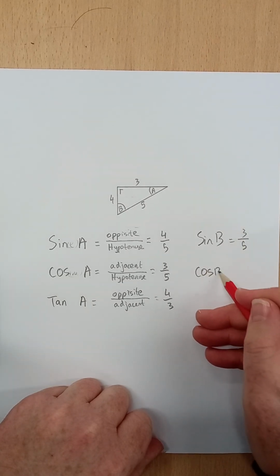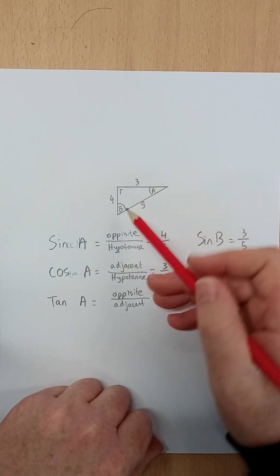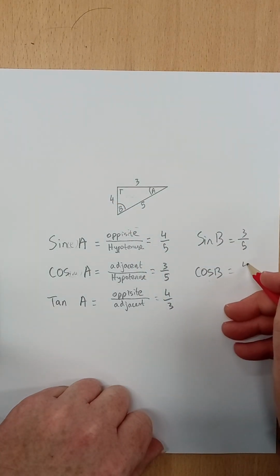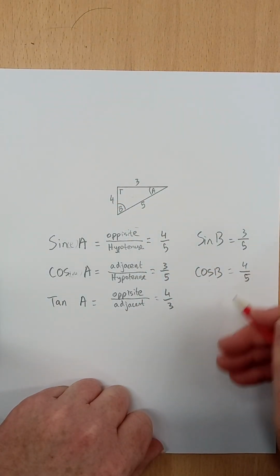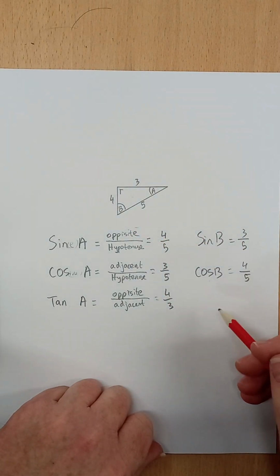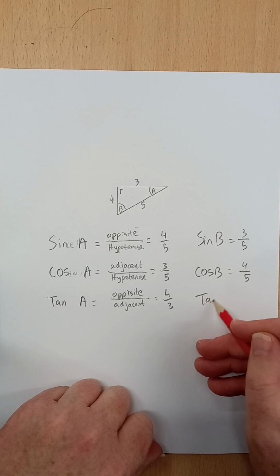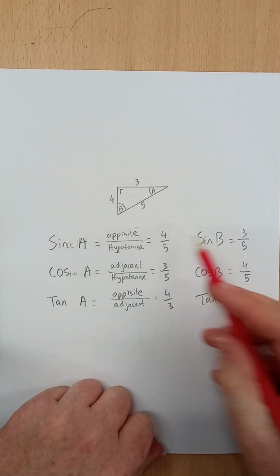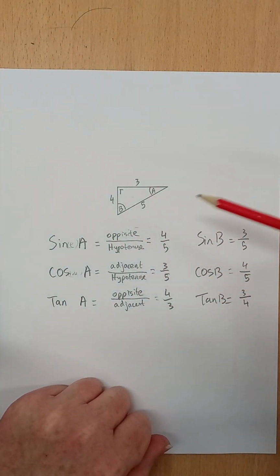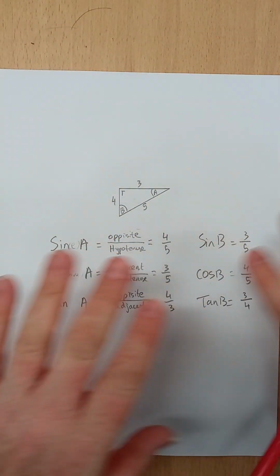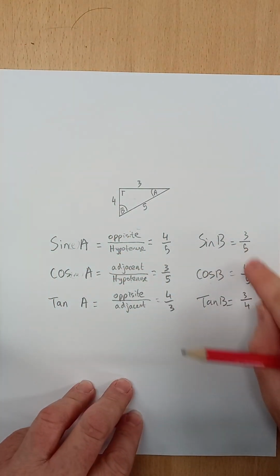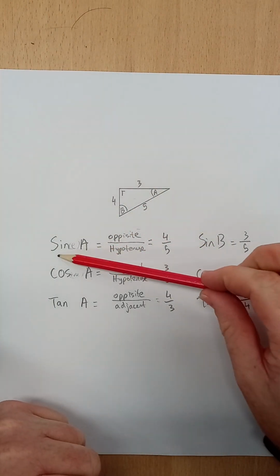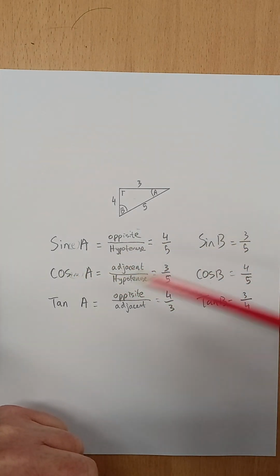The cosine of B, cosine is adjacent. So what's now adjacent to B? It's not 3, because that's opposite. It's 4. So it's going to be 4 over the hypotenuse, which is 5. And the tan is going to be what's opposite over what's adjacent. So you can see they just change slightly around because you're looking at them from a different orientation. The only thing that remains the same no matter what angle you use is the hypotenuse will always be the same number. Okay? So that's how you get the sine, get the cos, or get the tan.